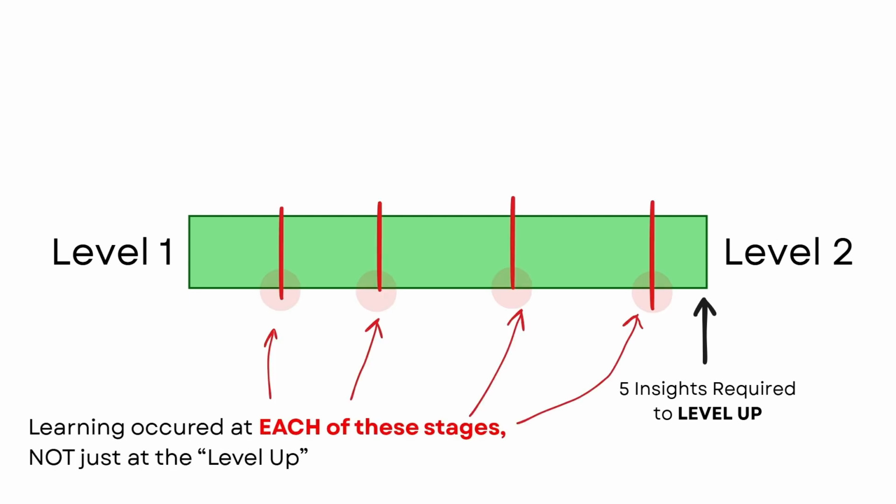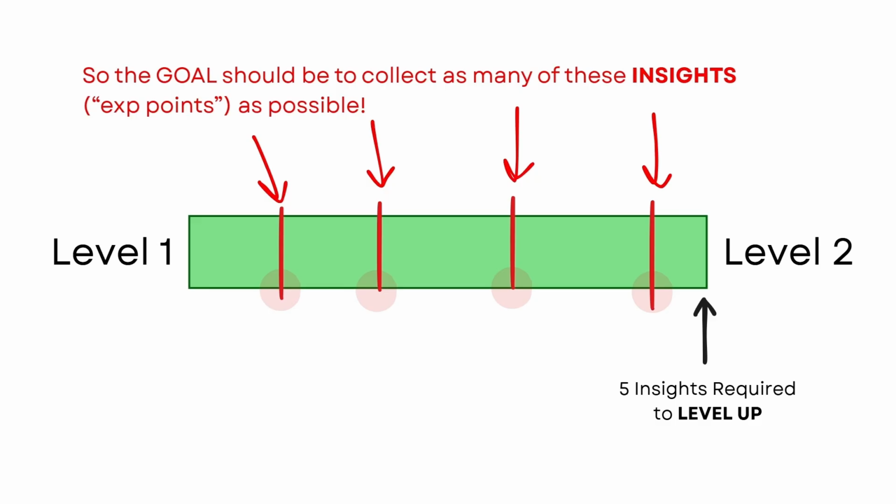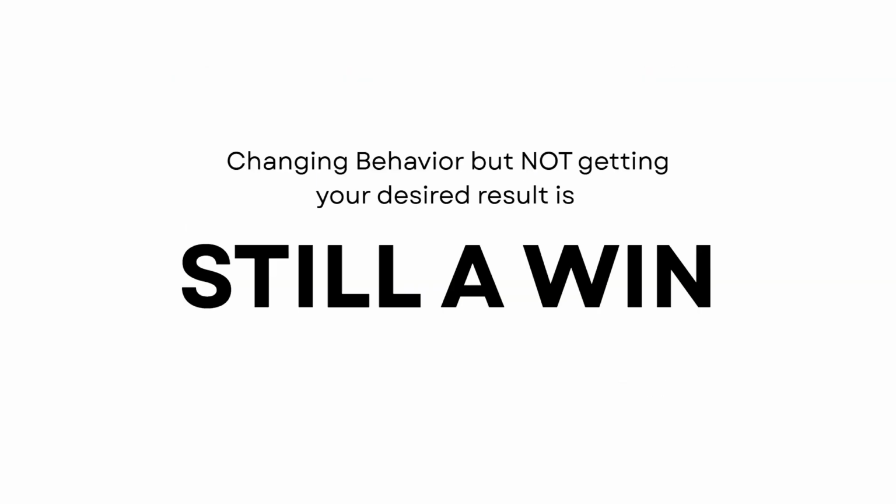So the important thing here is that learning occurred at each of the 4 stages prior to the level up. Learning did not occur only at the level up. There were four moments where learning occurred. So the goal should be to collect as many of these insights or experience points as possible. Changing behavior but not getting your desired result is still a win. It should still be celebrated, and that's the main thing to really focus on.